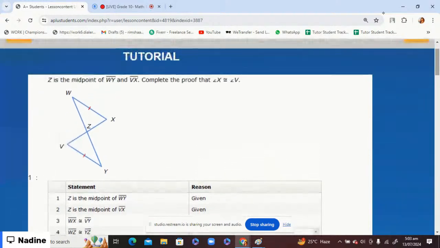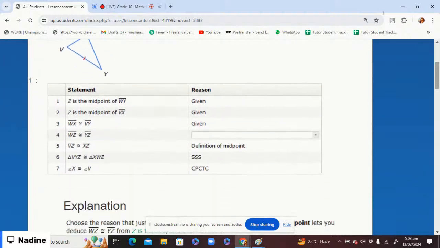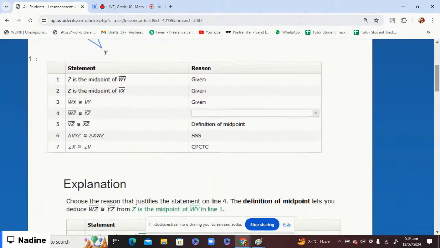The first thing, Z is the midpoint of W and Y. So it means that ZW and ZY are the same. The second thing given is Z is the midpoint of X and V. It means that XZ and VZ are the same. The third point given is WX and VY are also the same. If these 3 things are the same, it means that all 3 sides are equal. So when all these 3 sides are equal, by definition we can say that their angles are also equal.